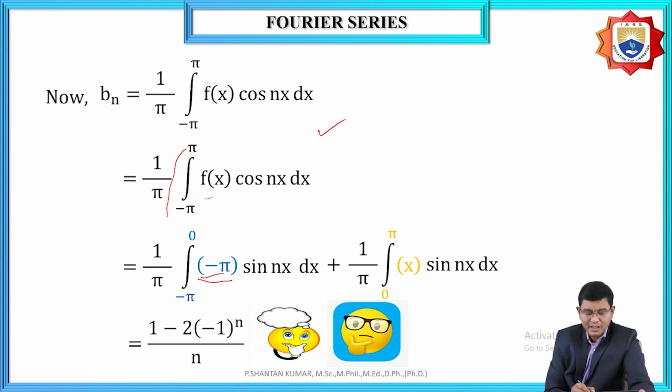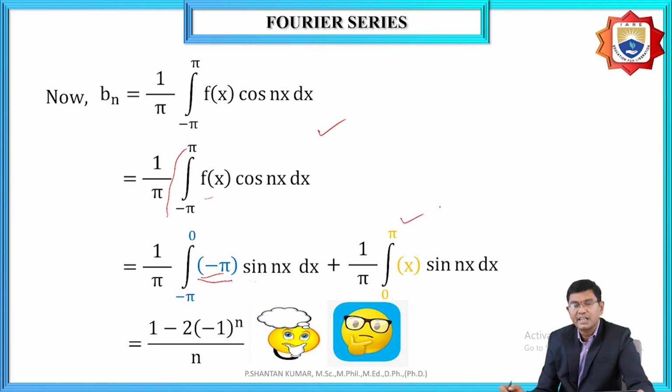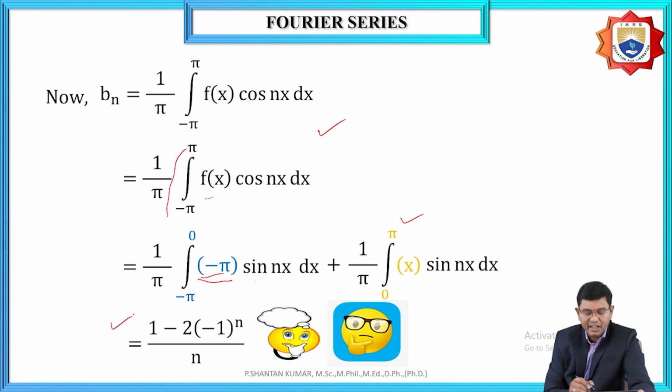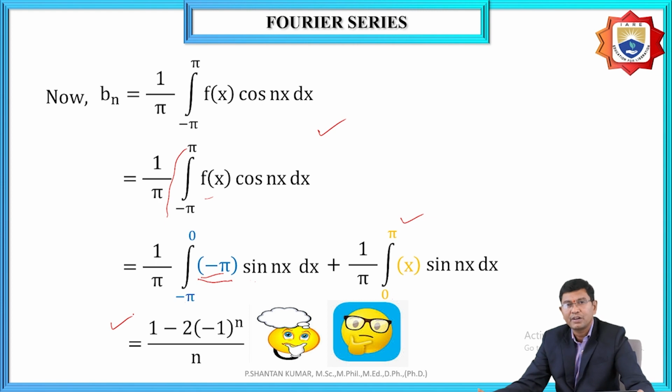And again, after replacing the limits minus pi to 0 in cos nx, and placing it together with 1 by pi integration 0 to pi of x into sin nx dx, integrating by parts, we obtain clearly 1 minus 2 into minus 1 whole power n by n as the final solution.